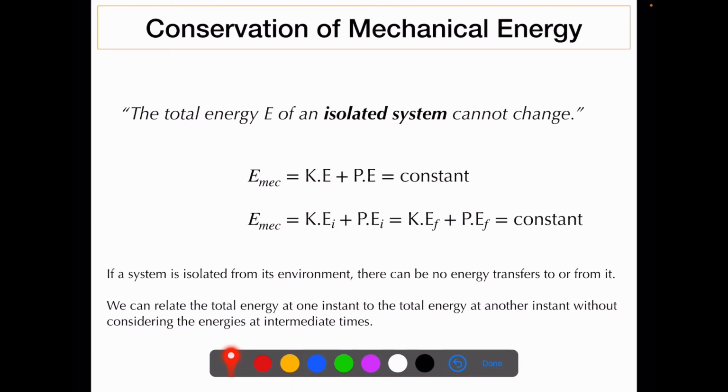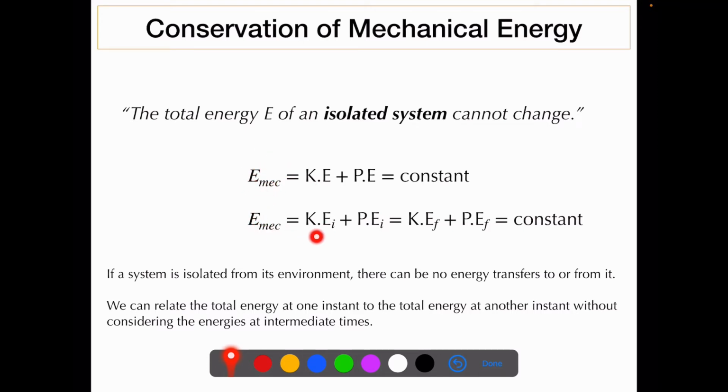Now we take a look at conservation of mechanical energy, because the conservation of energy itself has a wider scope. It can include thermal energies and other internal energies also, but when we talk about mechanical energy, we are only dealing with kinetic and potential energies. So the total energy of an isolated system cannot change. It can only be transformed from kinetic energy into potential energy and from potential energy into kinetic energy, but the total mechanical energy remains constant.